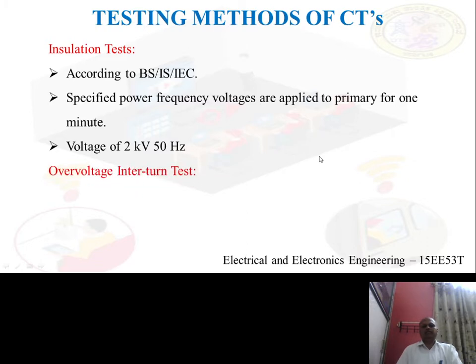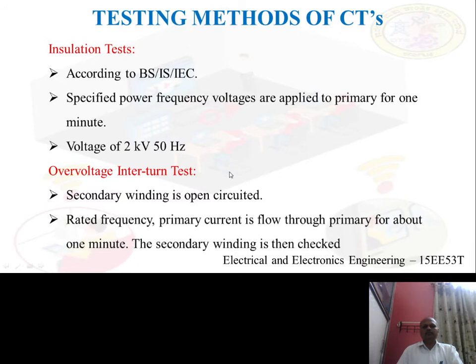Next testing method is over voltage inter-turn test. In this test, rated primary current is allowed to flow through for 1 minute. Secondary winding is open circuited. The secondary winding is then checked to see if insulation has passed the test.